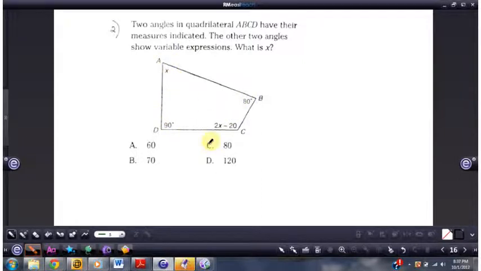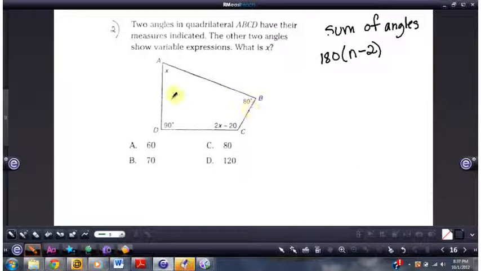The sum of the angles in any shape can be found using the following formula, 180 times n minus 2. That's kind of your secret, okay? I have a 4-sided figure here, okay? N is your number of sides. So I have a 4-sided figure here, which means I'm going to say 4 minus 2, which means 180 times 2, and that is 360.